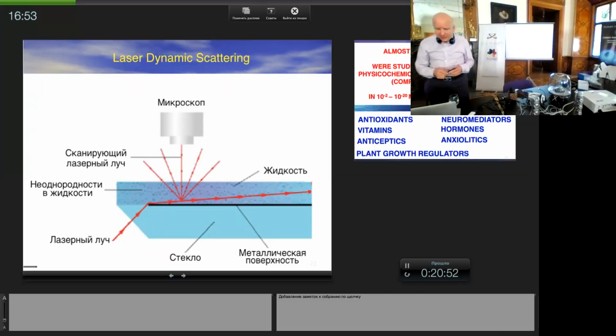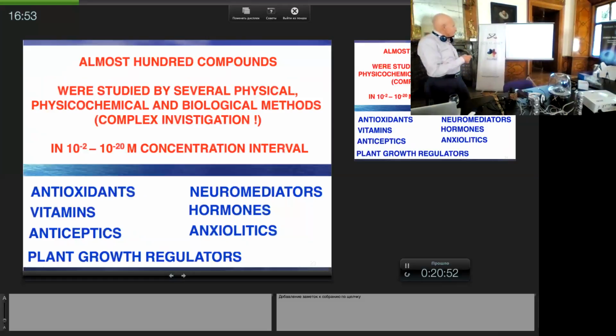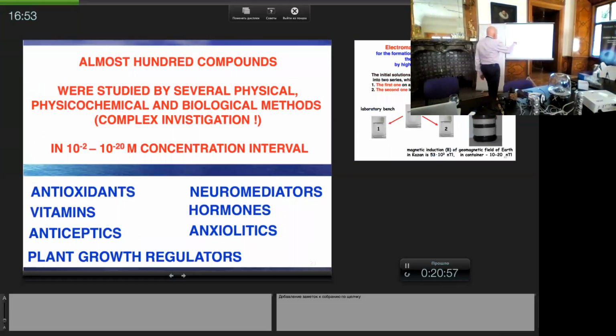So they've been studying many substances, almost now more than 100 substances, compounds. And they've been using physical, biochemical, biological methods. So it was a very complex investigation in a very big range. And you see, it's many biological stuff.